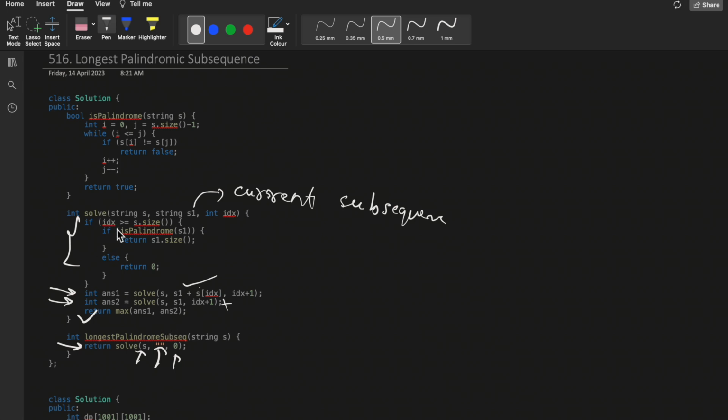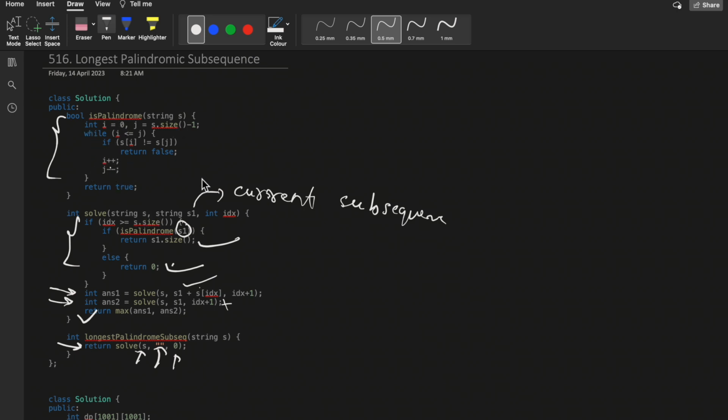If you reach the end, where index is greater than or equal to the size of the main string, then at that point we check if the current subsequence s1 is a palindrome or not. That's what we discussed. After we reach the end, when no more characters are remaining, we check whether the current subsequence is a palindrome or not. If it is a palindrome, return its size, else return 0. For this palindrome check, we are simply checking the first and last character, and we are incrementing and decrementing the pointers, the starting pointer and the ending pointer. This is the simple palindromic code.